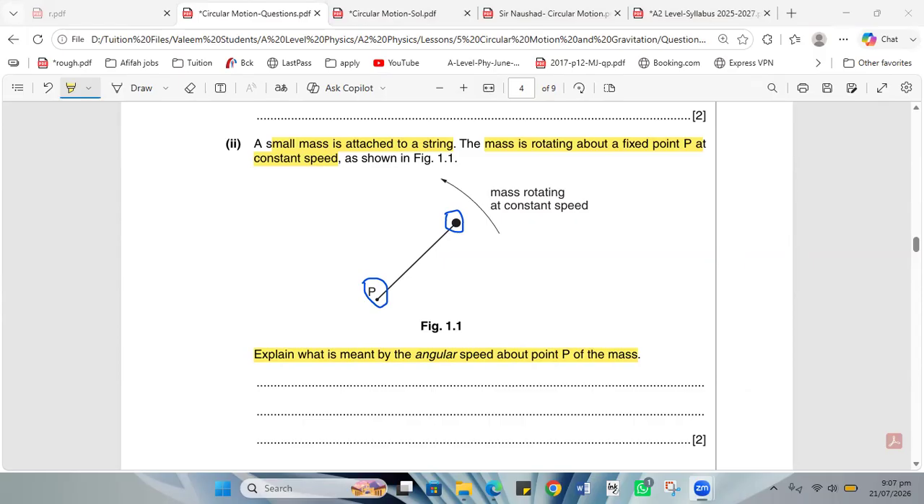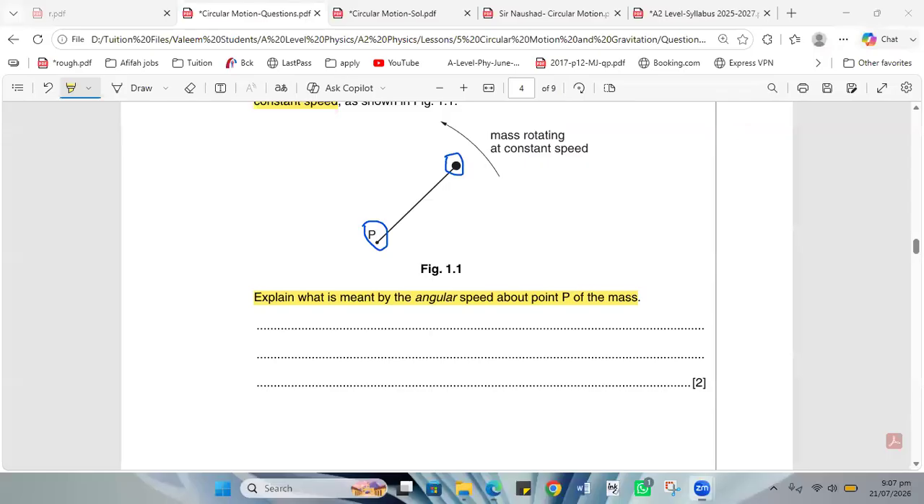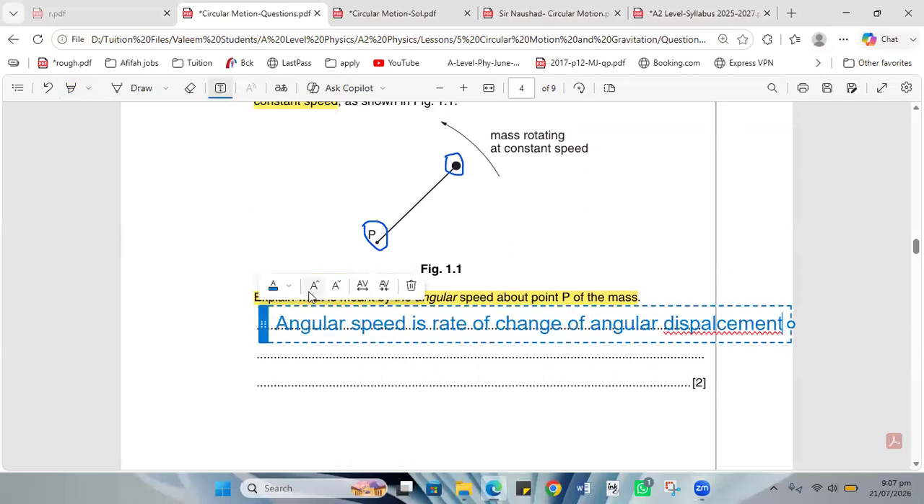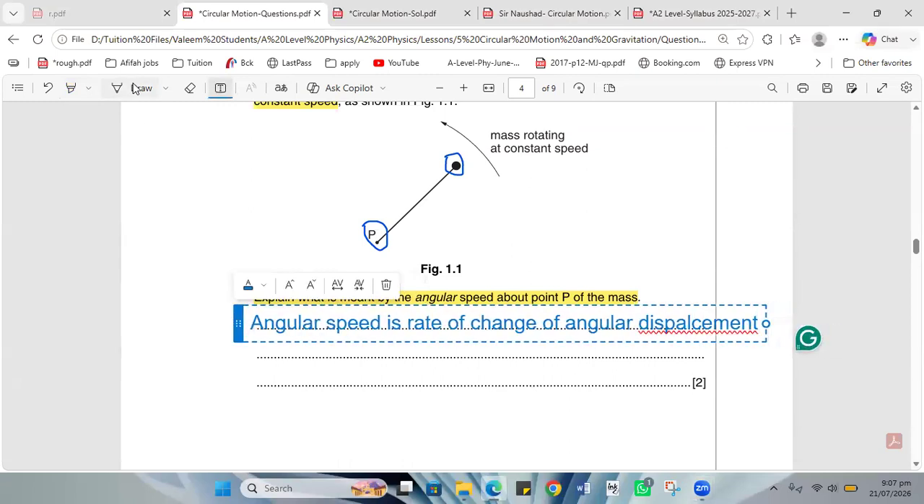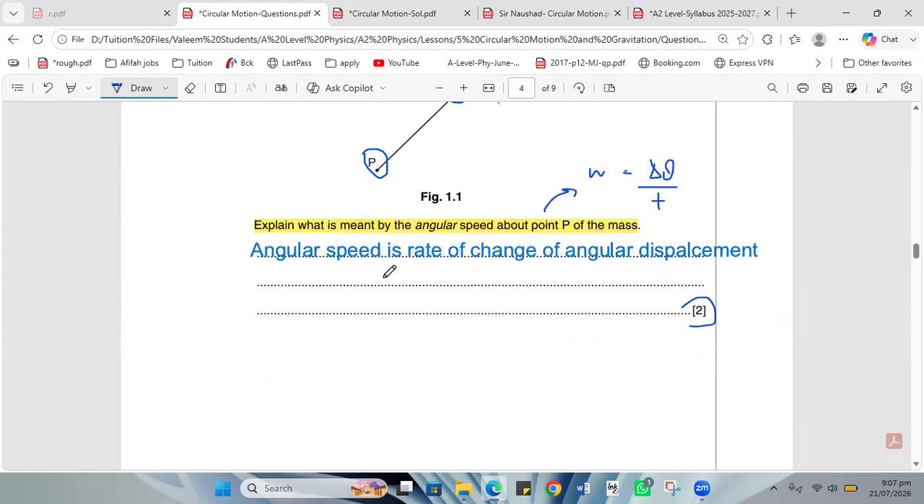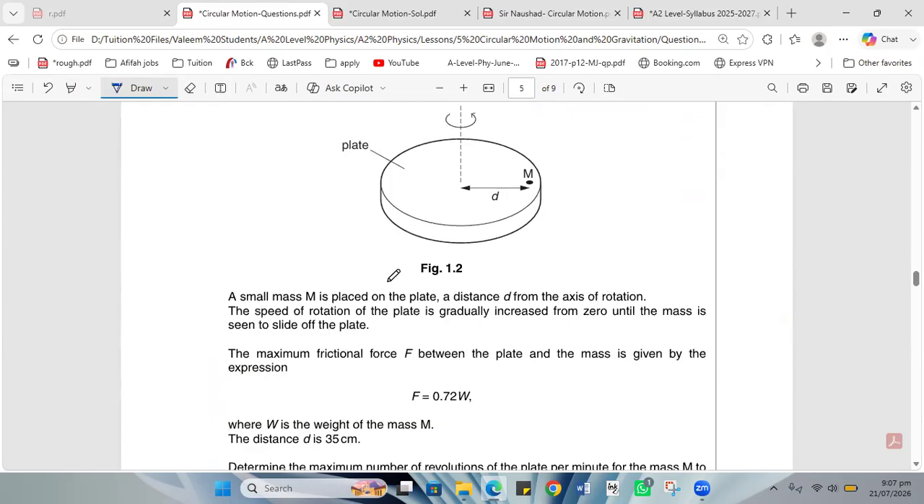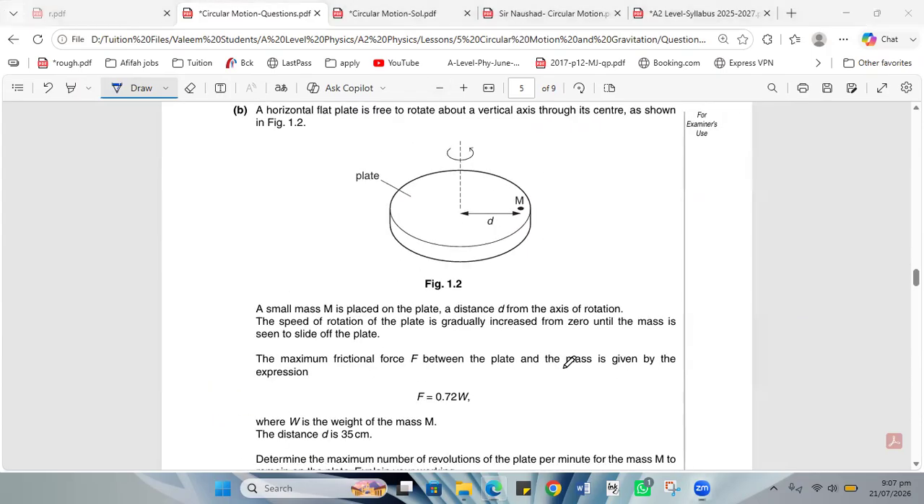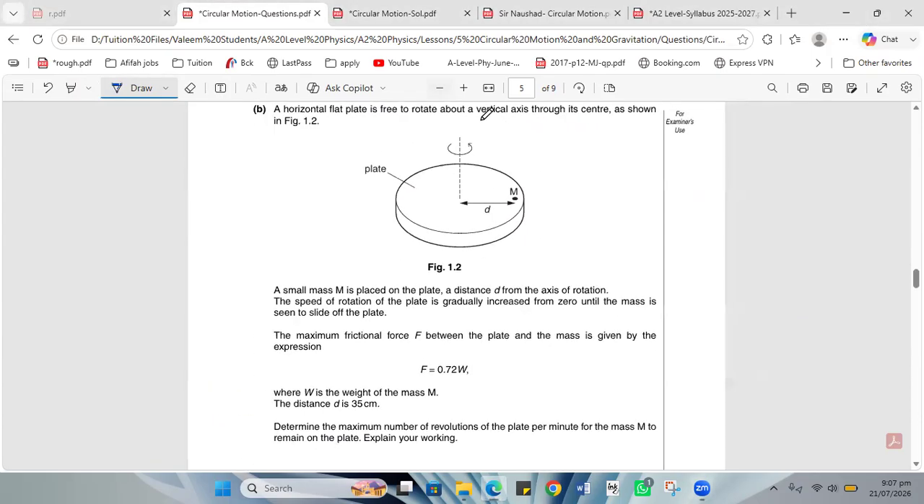What was angular speed? The rate of change of angular displacement. Perfect. Rate of change of angular displacement. Remember, the formula was omega equals change in theta, where theta is angular displacement, upon time. Perfect. Simple question, 2 marks. Part B. Yes, please go over this question. Let me know when you've read it.